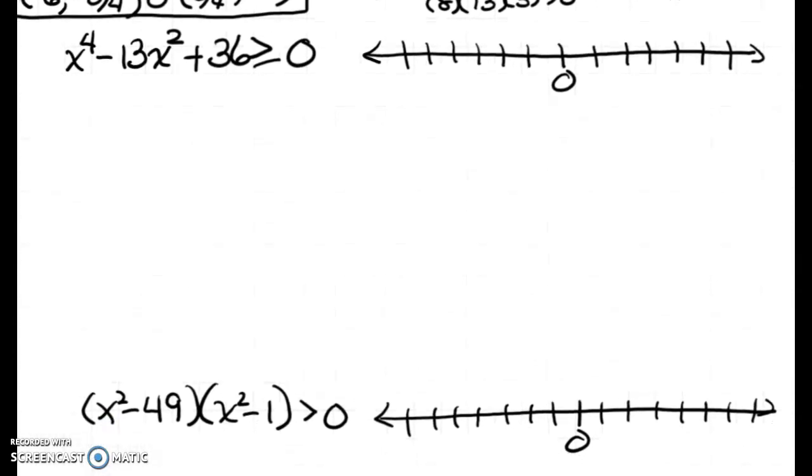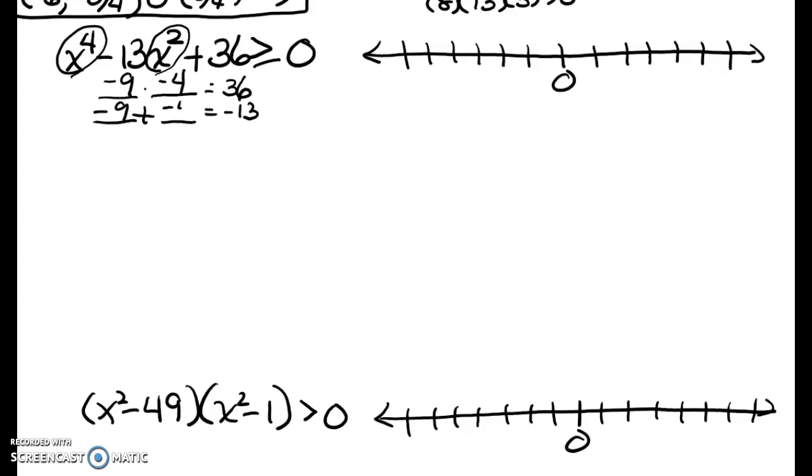So let's do this one. This is one that we're going to go ahead and factor because the exponent here is half of the exponent here. So when we factor, we're going to find factors of positive 36 that add to negative 13, and I would say negative 9 and negative 4.